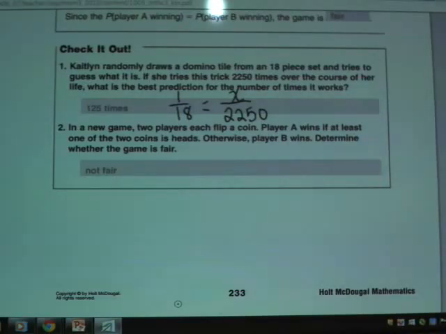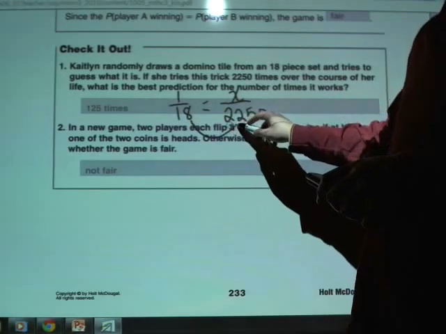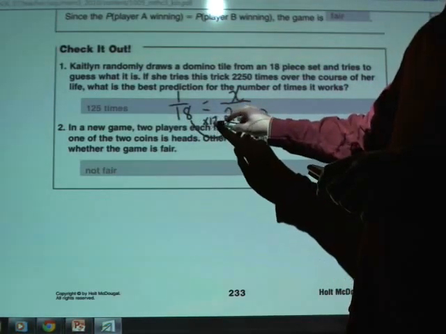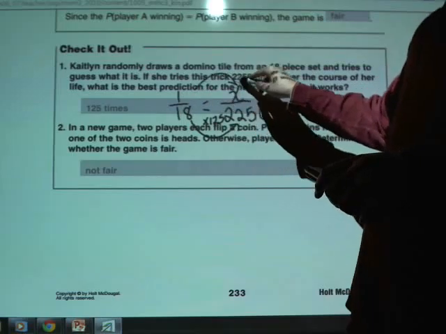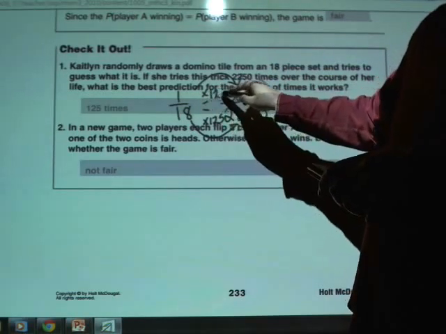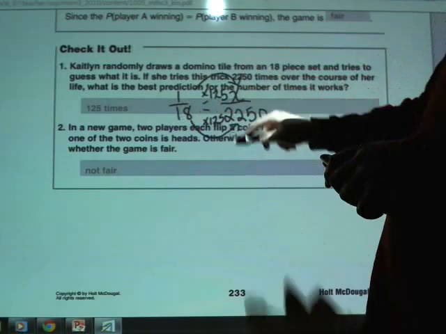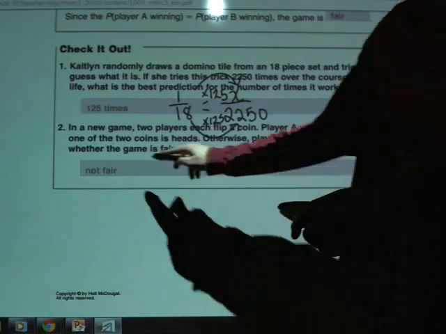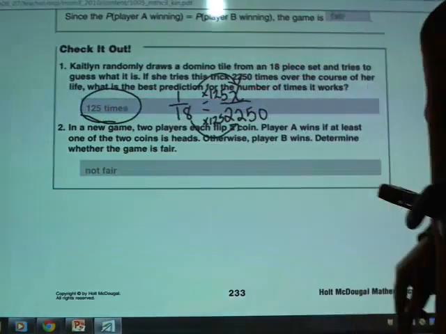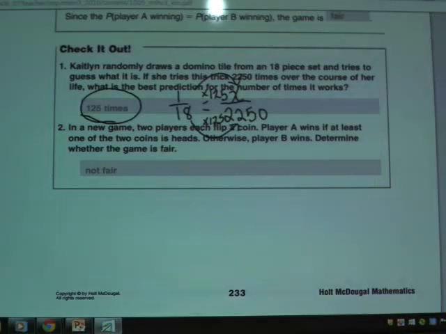Well, that actually is something we can find, because we know that 18 times 125 is 2,250. So the same multiplier has to work in the bottom, that I'm multiplying by 125. So when I take 1 and multiply it by 125, I get my answer, which is 125. So it will work 125 times when she tries it 2,250 times.